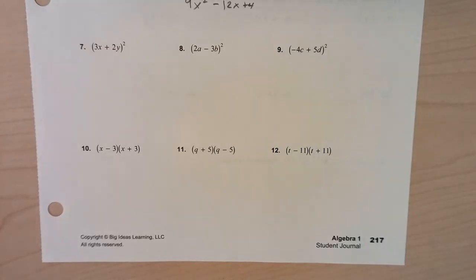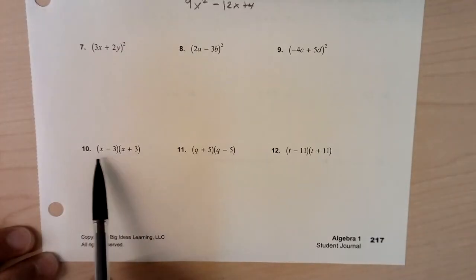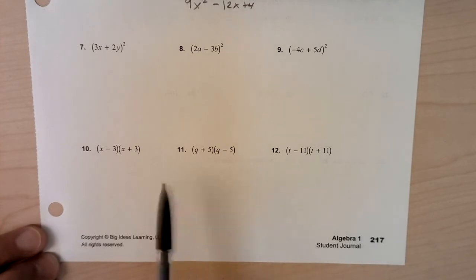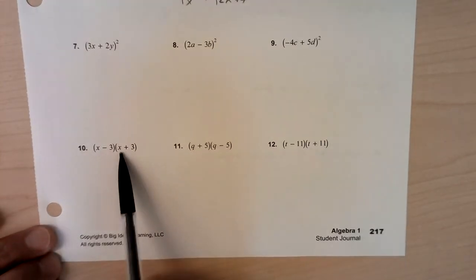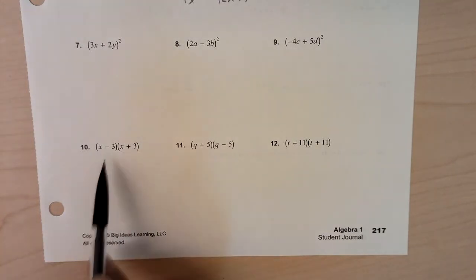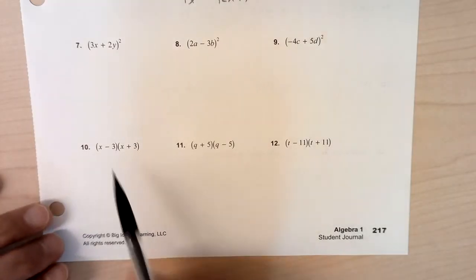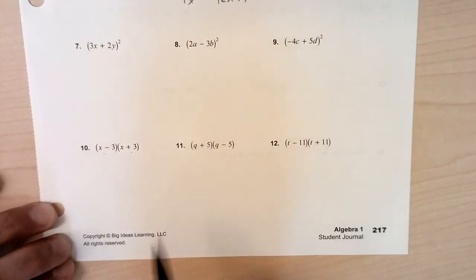All right, skipping to number 10. This is a special product, x minus 3 times x plus 3. Notice these are kind of opposites of each other. They're not completely opposites because this x is positive and this x is positive. You're not going to be too worried about knowing this term, but these two are what are known as conjugates of each other. But you could still use FOIL. It's multiplying a binomial by another binomial.